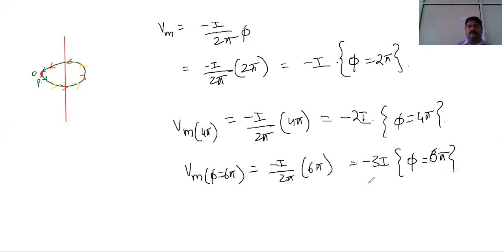So you can see a trend here. I traverse once, I get the scalar magnetic potential as minus I. So I'll write a table. For one circle, for an angle of 360 degrees, I get minus I. I circulate from the same point again, I get minus 2I.